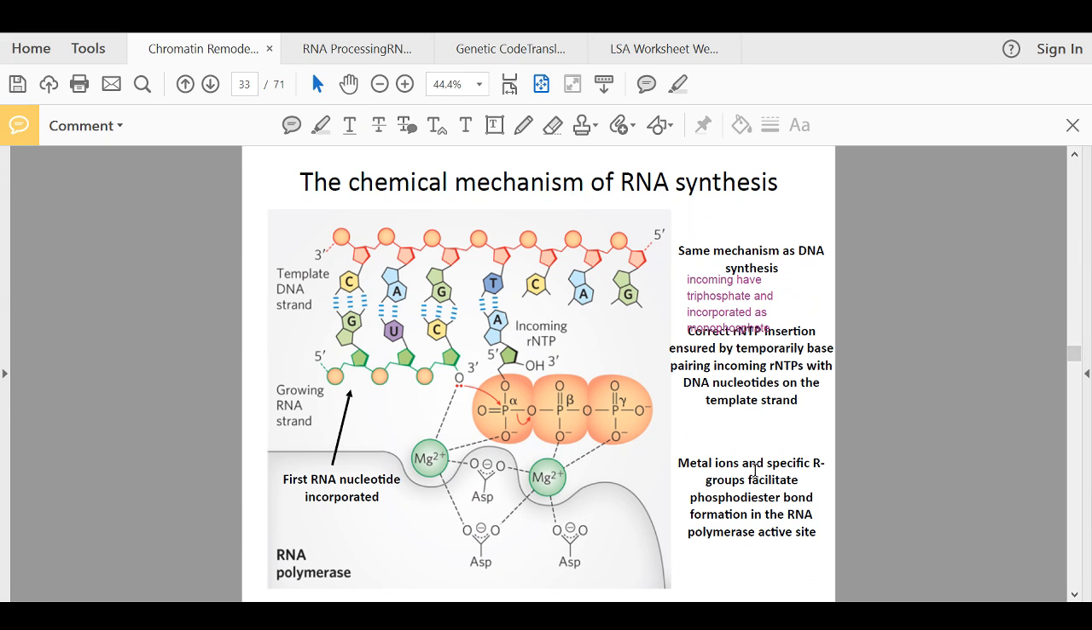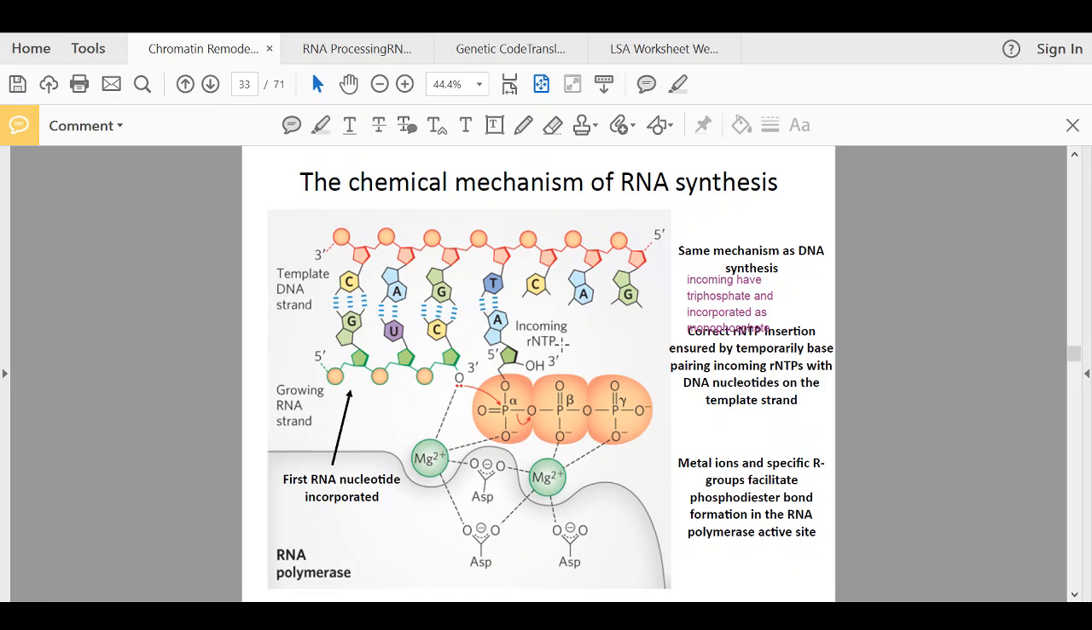So, the chemical mechanism of RNA synthesis. It's kind of the same mechanism as DNA synthesis. We have a growing RNA strand and recognize that we do need our magnesium factors, our metal ions. You have the incoming nucleotide that will be able to attach to the previous nucleotide through the 3' hydroxyl group, nucleophilic attack. It's pretty much the same as our DNA replication and synthesis.